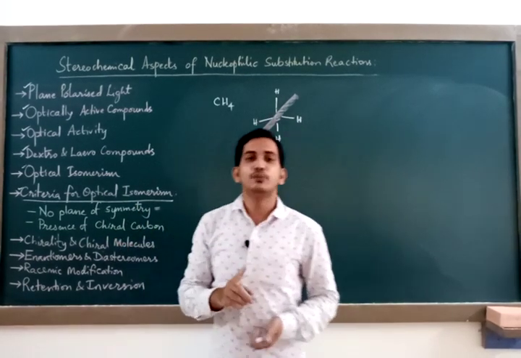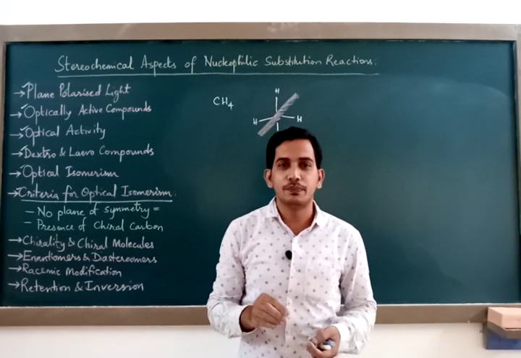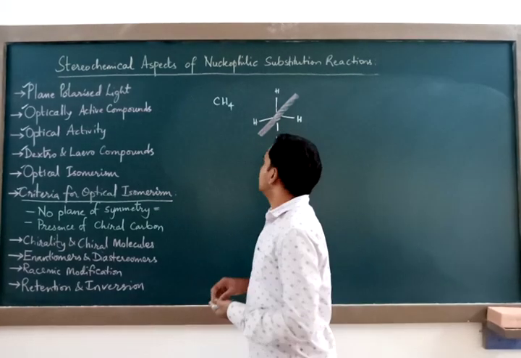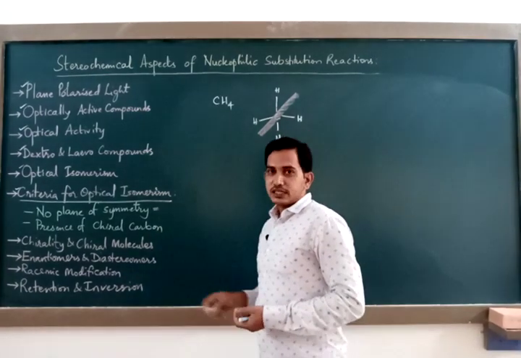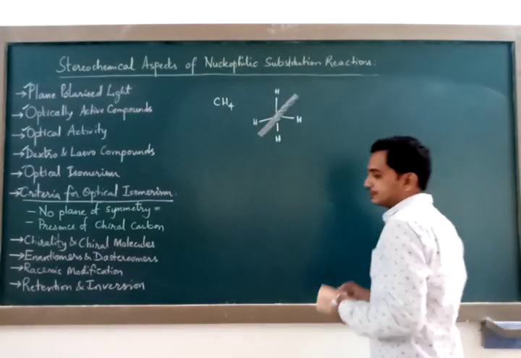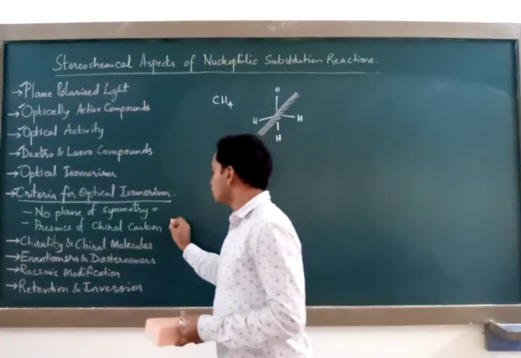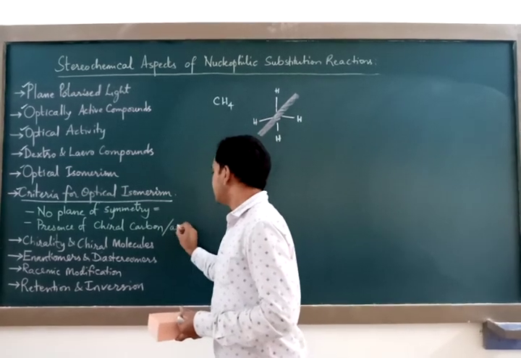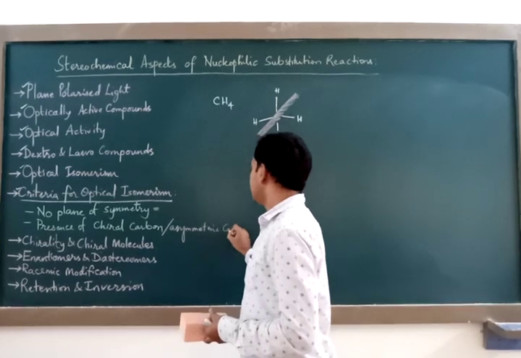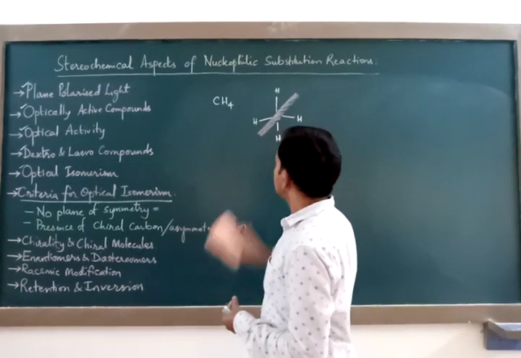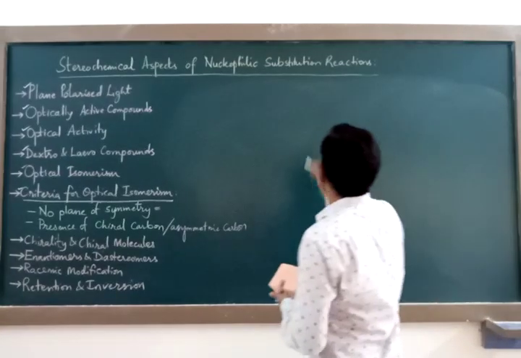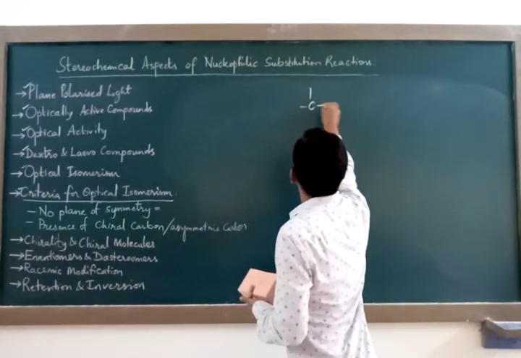For a compound to be optically active, plane of symmetry should be absent. It should not exist. Then the second condition is presence of chiral carbon. Chiral carbon goes by different names. It is also called asymmetric carbon. What is asymmetric carbon? It is a carbon which is attached to four different groups.